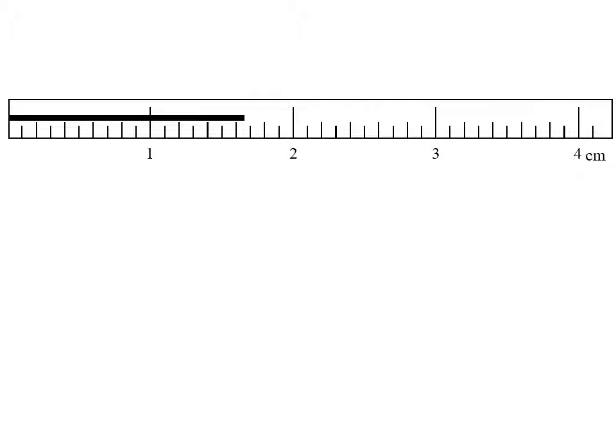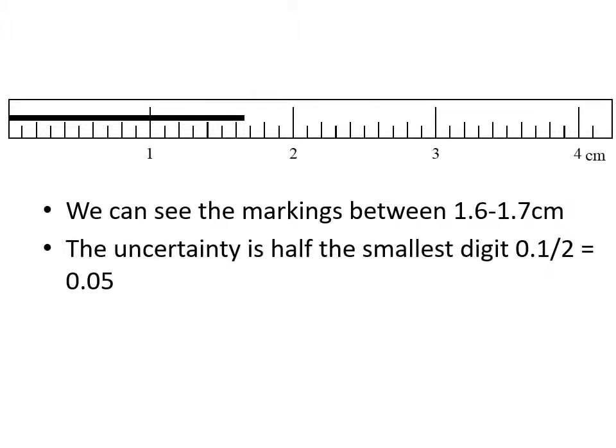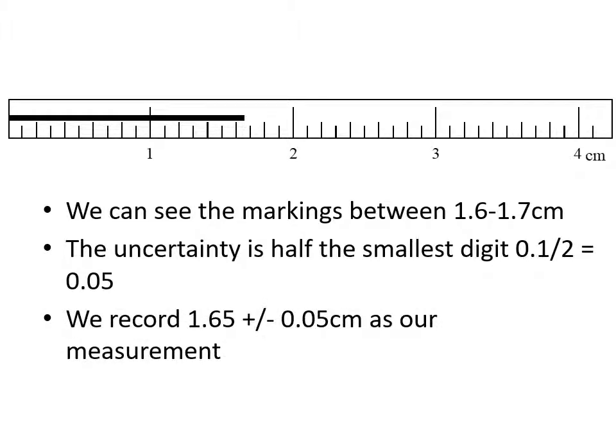Okay, so welcome back. We can see the markings on the ruler are between 1.6 and 1.7 centimeters. The uncertainty is half the smallest digit, which is 0.1. Divide that by 2, 0.05. So we record the value in terms of its uncertainty as 1.65 plus or minus 0.05 centimeters as our measurement.